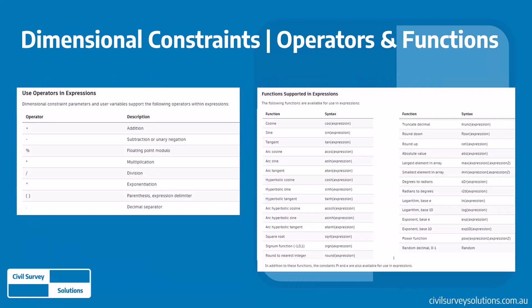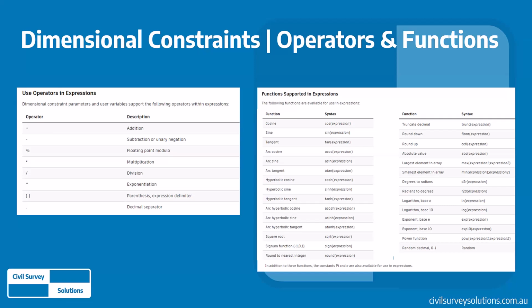When we're working with dimensional constraints, we can place equations into our dimensions. We've got normal operators. So on the left-hand side, we've got the operators used in the expressions. We've got the normal sort of things like addition, multiplication, division, and a few other options in there. And then we've got functions that are supported in expressions as well. So you can use the cosine, so cos, and then whatever the expression is.